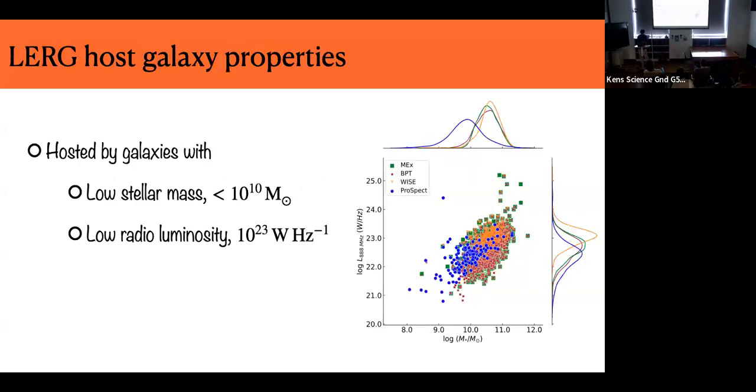So just to look at the physical properties of the host galaxies of lurks, we can see that the stellar mass of these host galaxies is less than 10 to the 10 solar masses, and they're also hosted by low mass radio galaxies, radio galaxies with low radio luminosities. And the threshold is 10 to the 23 watts per hertz. In the case of lurks, most of the samples that I've come across are either massive or exhibit very high radio luminosity. In that sense, the fact that we are getting this lurk population with low radio luminosities is pretty cool.